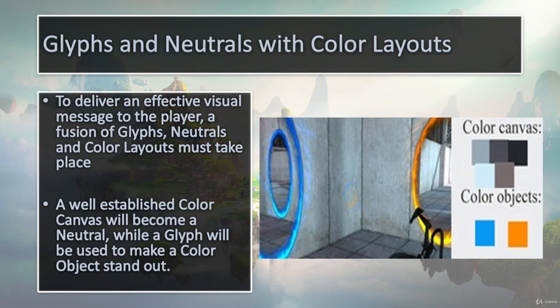Our two secondary colors, blue and orange. And the color canvas, or the neutrals of the scene, are pretty much that light blue, dark, black, gray, and baby blue. Those are our neutrals. So as you can see, our color objects would be considered our glyphs.